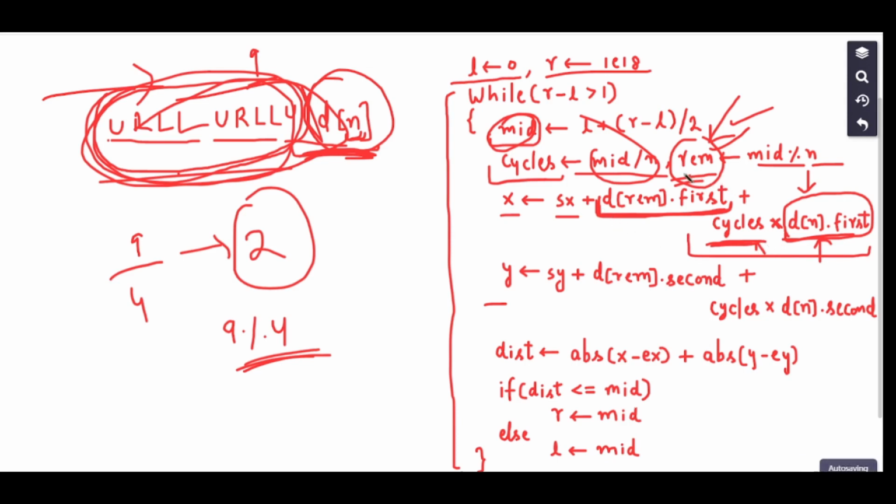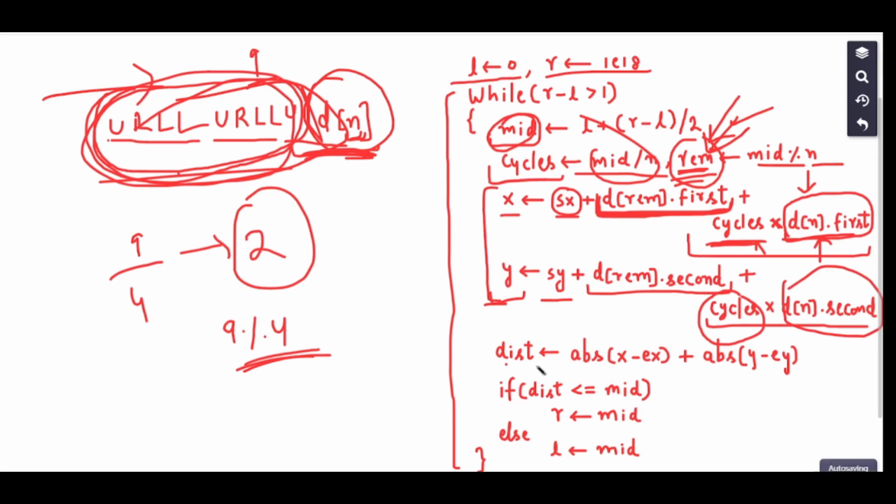I also have to move these many extra days, which can be calculated by adding this to the x coordinate, where sx is the initial coordinate. We will calculate the same for the y coordinate: the initial coordinate, plus the number of units the ship moves in the y direction due to the wind in the remaining days, plus the number of units the ship moves in the y direction in these many cycles if it moves this many units in one cycle. We have the final positions in the x direction and in the y direction.